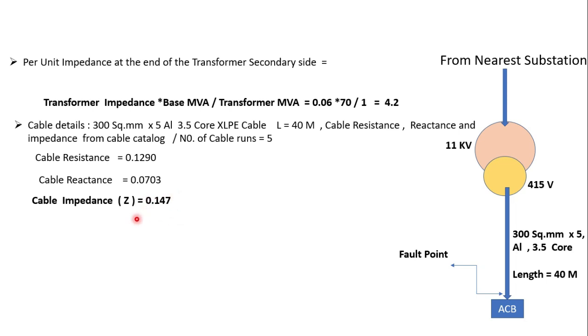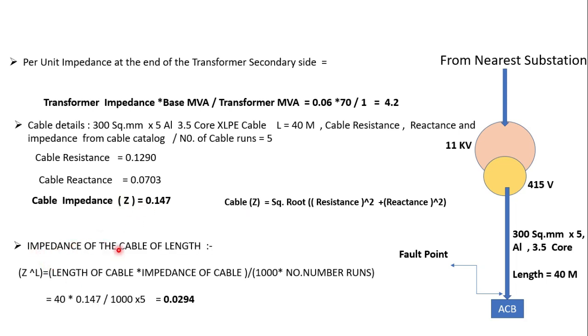After calculating it, the impedance is this. Actually we can directly take it from the cable catalog as well. Otherwise we can calculate with the formula as well: the square root of the cable resistance squared plus the reactance squared, so we'll get this value. So the cable impedance is 0.147. Now for the length, this is the formula we have been discussing. As per this formula we can calculate this one.